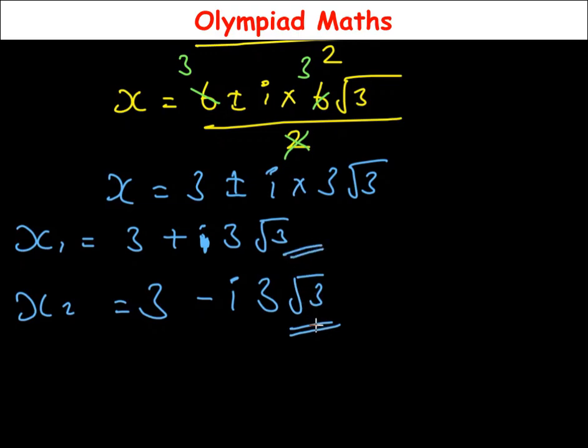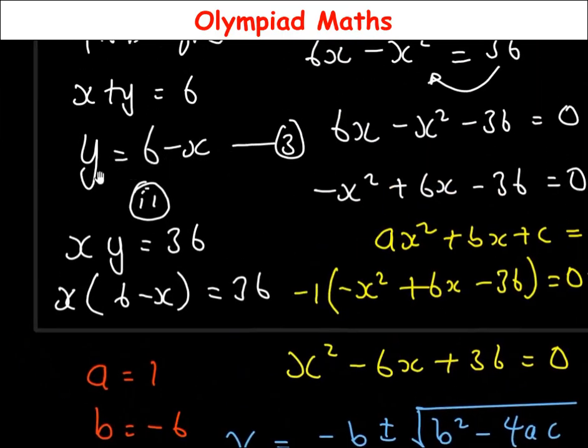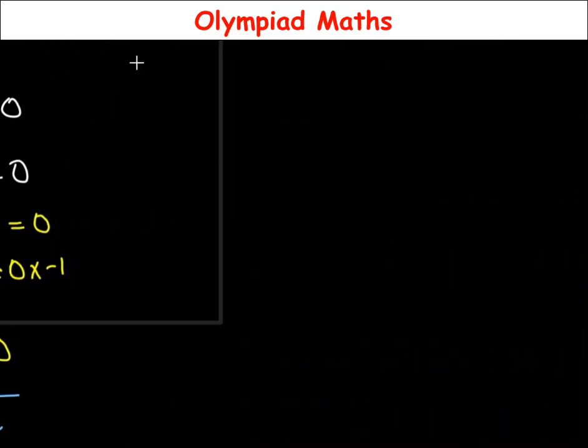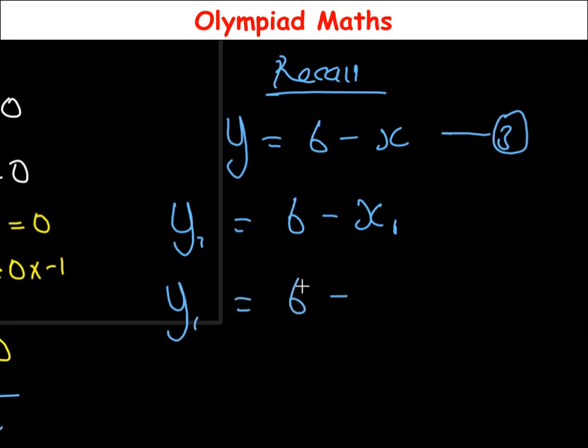Okay, but then the goal is to solve for the values of x and also for the value of y. So we have gotten the value of x. Let us then solve for the value of y. But then recall that from equation 3, y is equal to 6 minus x. And from here, to get the value of y1, y1 is equal to 6 minus the value of x1.